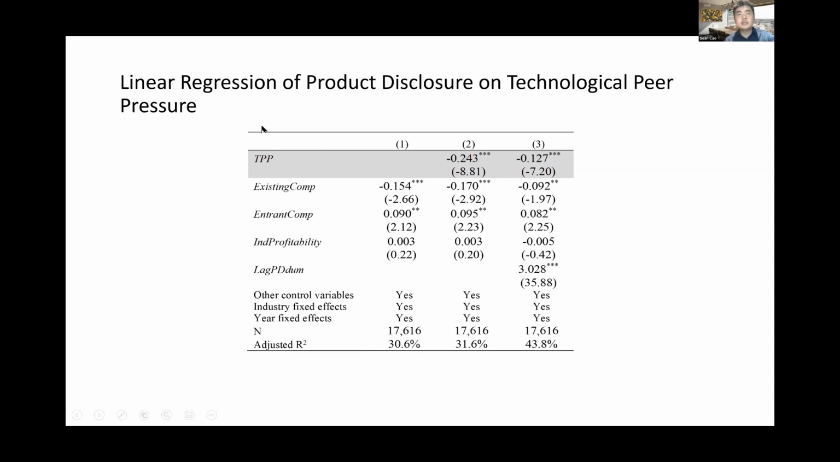So that's the regression. If the companies are facing high technological pressure from other companies, they will disclose less future product. What we see from the companies, from our conversations with the companies' managers, is an interesting thing: companies do not feel they are facing high technological competition from their peers. Companies think their technology is unique.